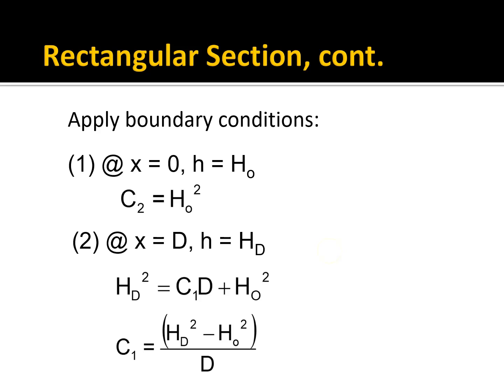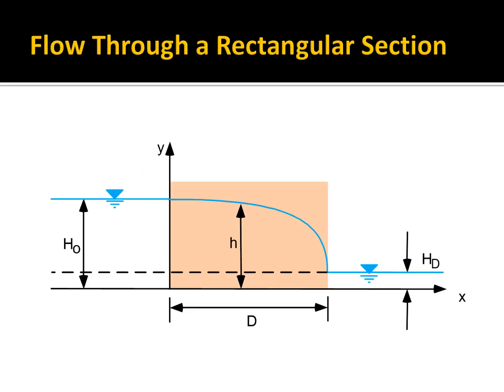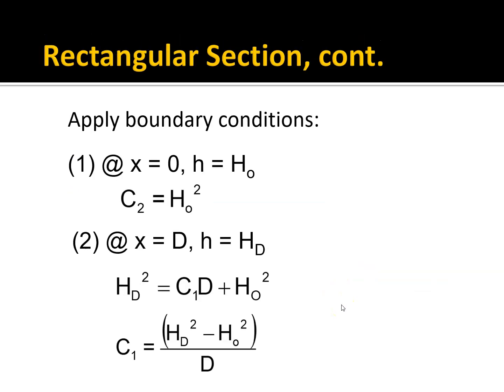Then on the right side, when x equals d, let me go back and remind you of what this looks like. So our first boundary condition was here. Our other boundary condition is over here. So when x equals d, the head is equal to h sub d. So that's our right boundary condition. And if we plug that into our equation, we can solve for c1. It's equal to hd squared minus h0 squared over d.